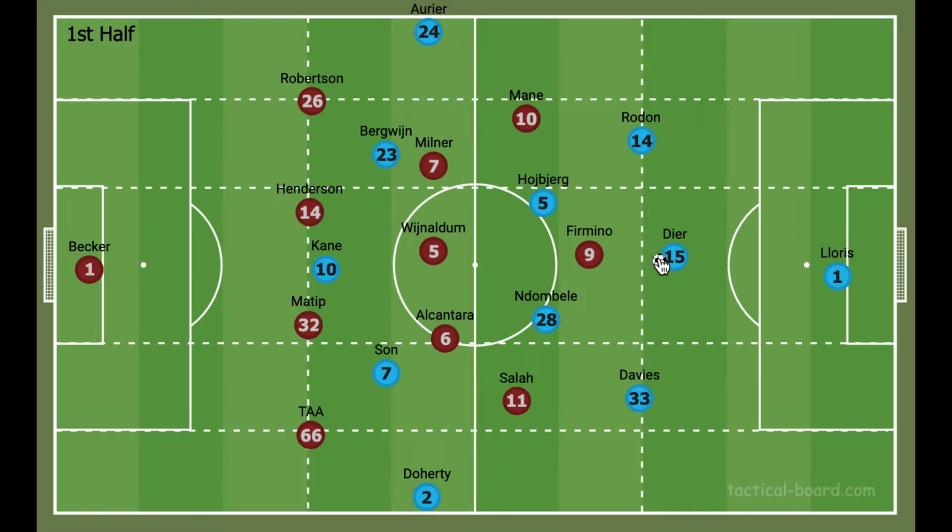They left more gaps when they changed their structure to a back four, and it was a back four and a double pivot in the second half. But for the first half, here's how they lined up. So it was a 3-2-4-1, if you want to call it that, against Liverpool's 4-3-3.